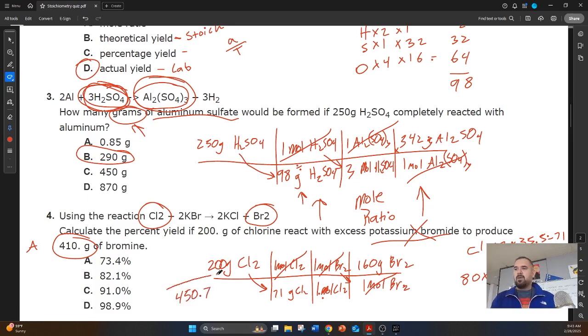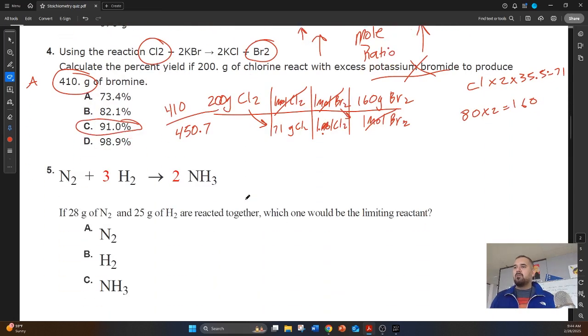So this is our theoretical, and then this is our actual, which is 410. And if you forgot, this formula is on your formula chart. So actual divided by theoretical, just know it's on there in case you need it. So then we're just going to do 410 divided by 450.7, which gives us 90.9 or 91%. So C was the correct answer for this one. Let's go ahead and move on.